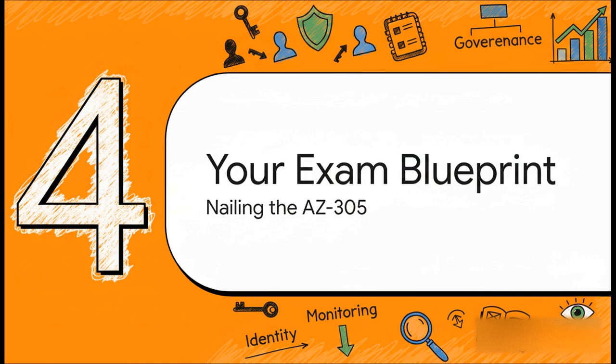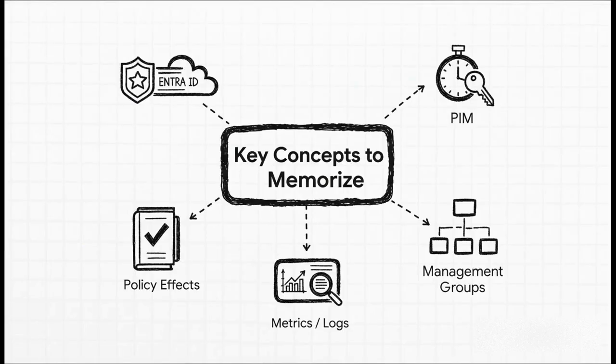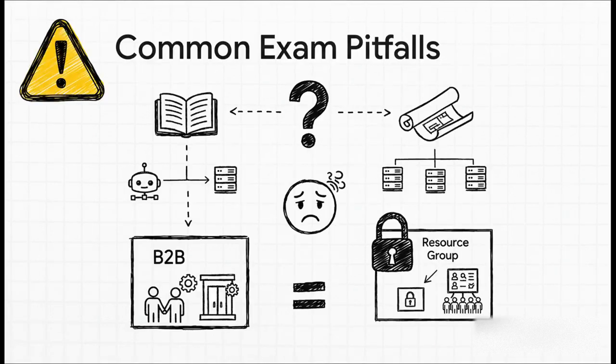Now let's pull it all together into our final exam blueprint. This is where we turn all that knowledge into actual correct answers on the test when the pressure's on. Look, if you only have a few minutes for a last-minute cram session, this is your slide. These are the heavy hitters that map directly to exam questions. Know your Entra ID premium features. Know that PIM means just in time. Remember that governance flows down from management groups. Know which policy effect to use when. And please remember, metrics tell you something's wrong. Logs tell you why.